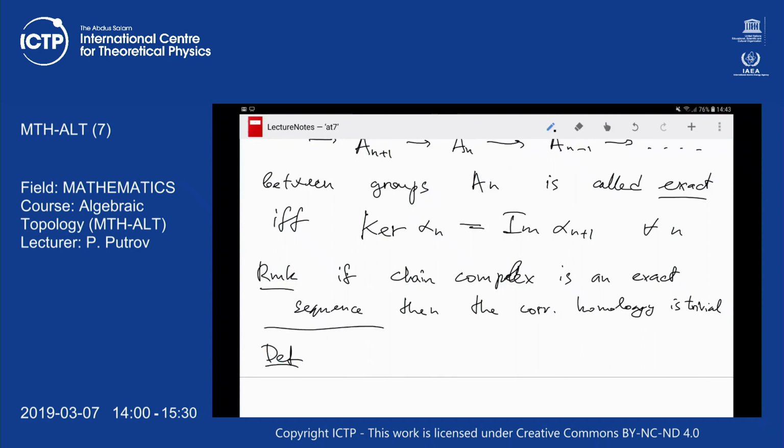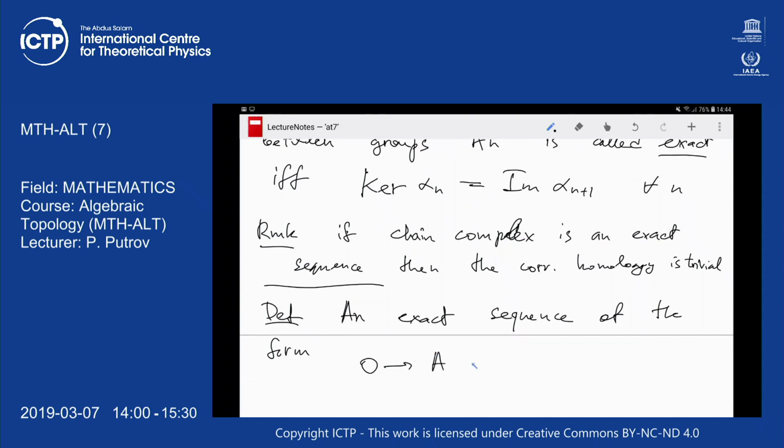So the other definition: there is a special important case of exact sequences which are called short exact sequences. A sequence is an exact sequence of the form where there are only three non-trivial groups, and they start with 0 and end with 0, is called short.